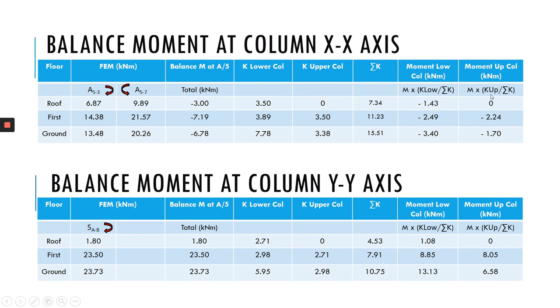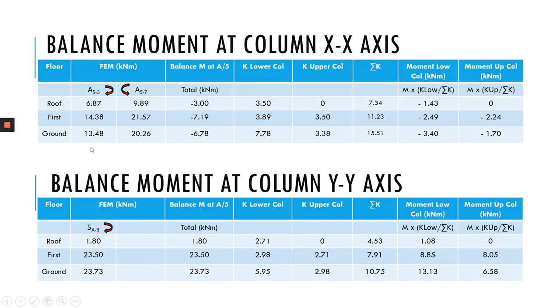So for the upper column it is equal to 0, and then you go for the first floor. Okay, M is equal to negative 7.919 times the K of the lower column, which is 3.89, divided by 11.23, you will get this answer. And then for the upper column here, M is equal to negative 7.19 times the K of the upper column 3.5, because when it is lower here, it becomes an upper column here. Okay, so divided by summation of K, which is 11.23, you will get negative 2.24.